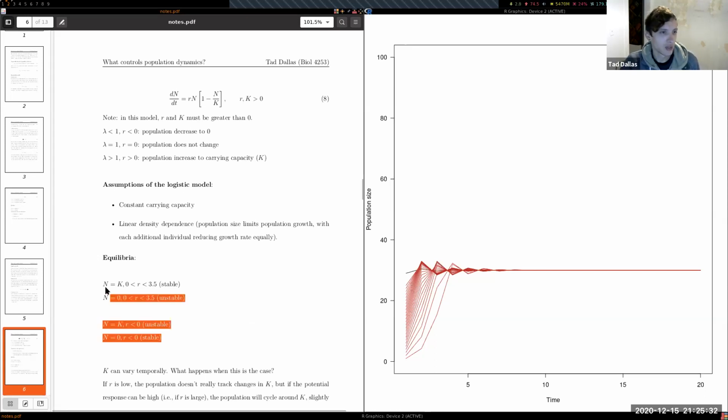But this doesn't really explain the weird behavior we're already seeing. And so this is what happens when you have damped oscillations. This is when lambda is equal to 1.5.